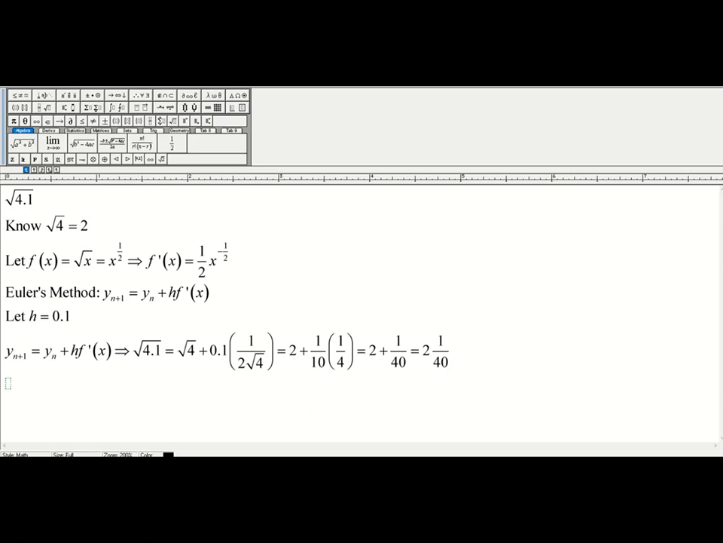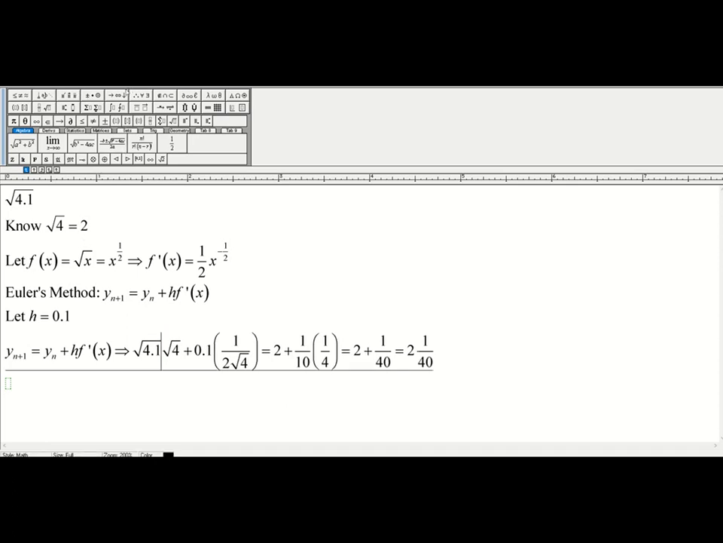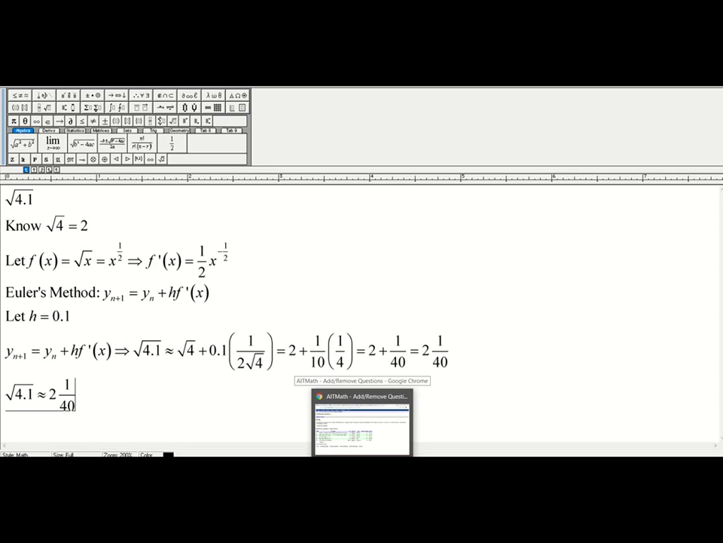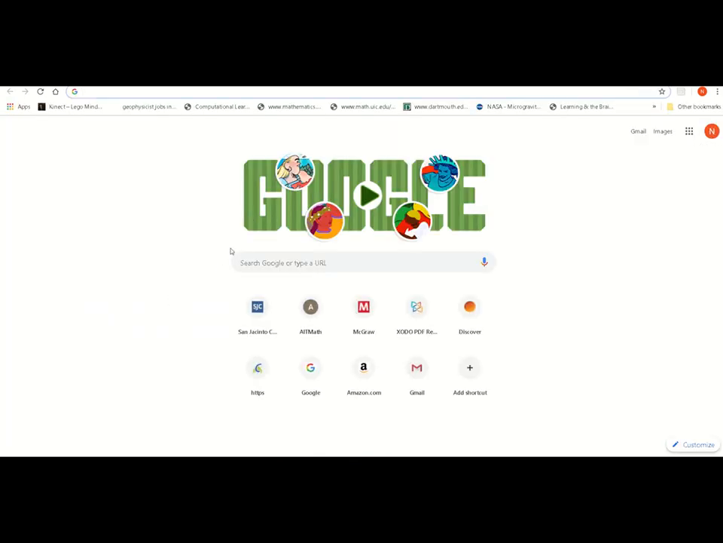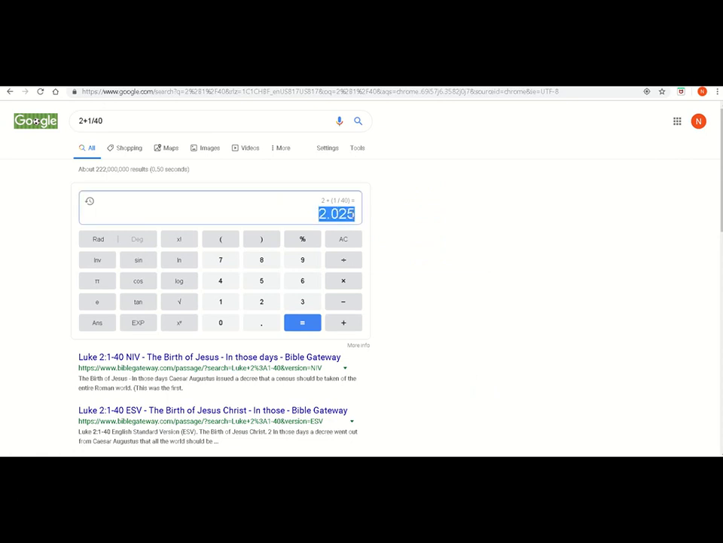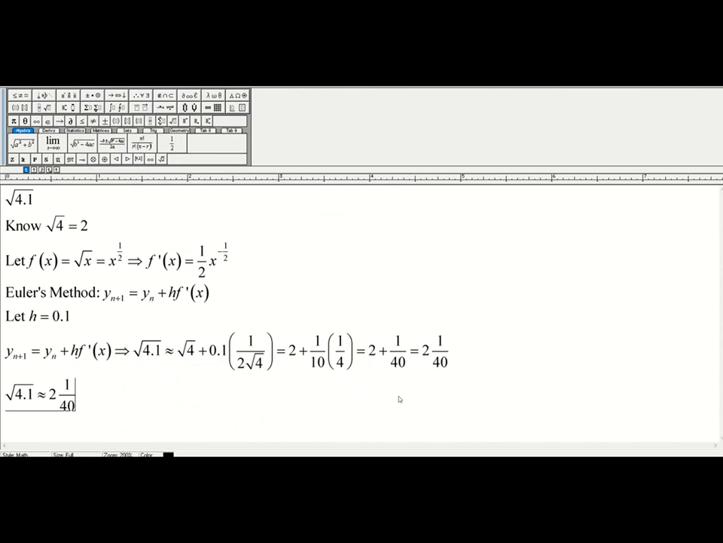Okay, so we've got that, and then we can actually go see what our error is. This isn't actually equals, because we're using a method here, so this kind of equals 2 and 1/40th. Let's go check our accuracy here. 2 plus 1/40th. Okay, so there's our number. That's going to be our number.